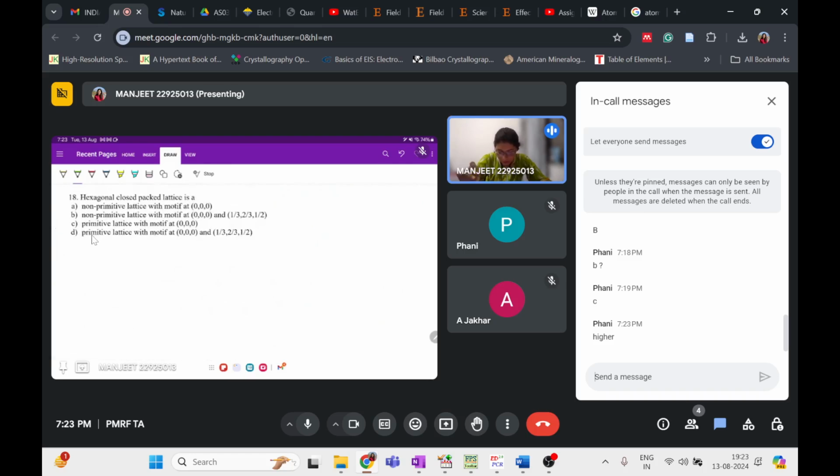Okay. So next question is, the hexagonal closely packed lattice is the non-primitive lattice with the motif 0 0 0, or the non-primitive lattice with the motif as 0 0 0, 1 by 3, 2 by 3, 1 by 2, or the primitive lattice and the motif as 0 0 0, and primitive. This question the professor has already discussed in the classroom.